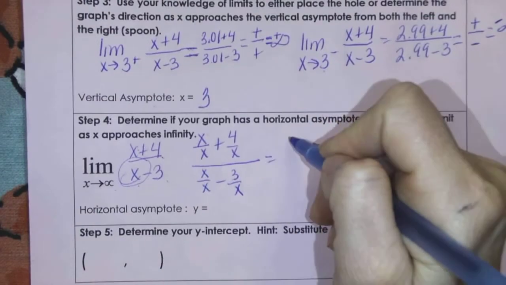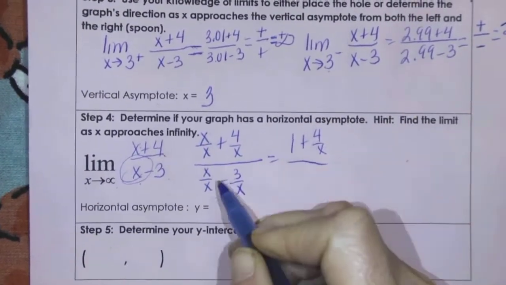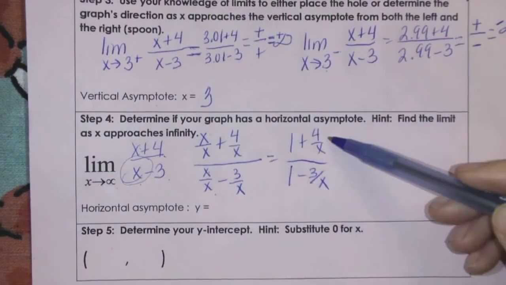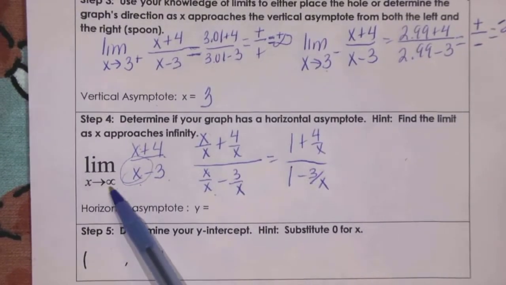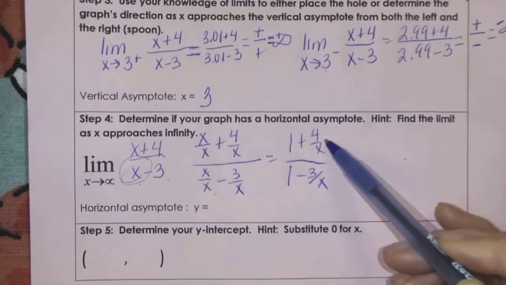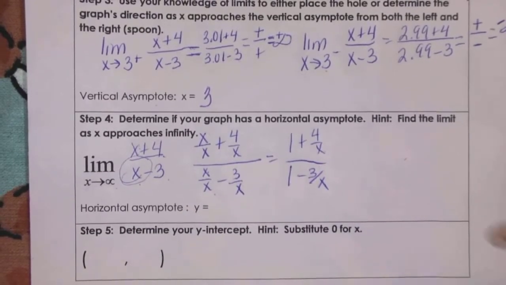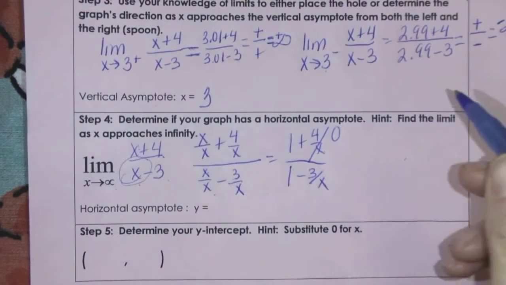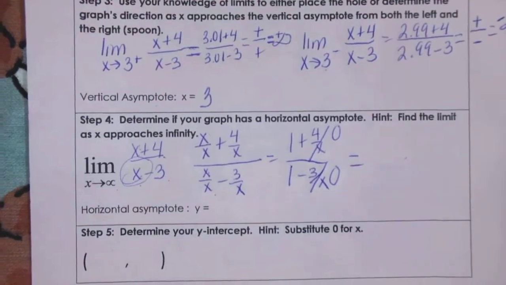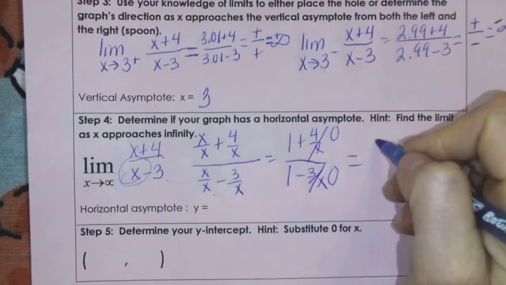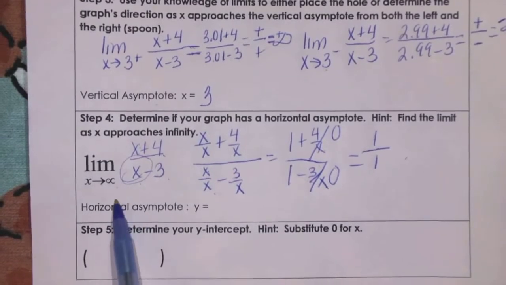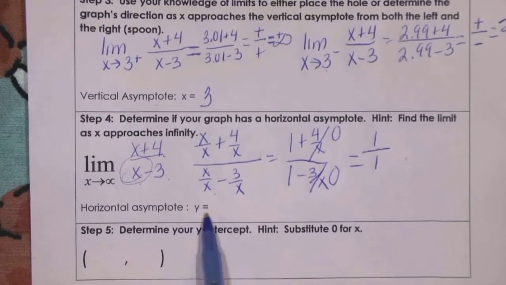X over x reduces to 1. X over x reduces to 1. Now I have two fractions. If I'm plugging infinity in, 4 over infinity, this fraction right here will have a big butt, so it equals 0. So cross that out and just make it a 0. If you have x on the bottom of a fraction and you're plugging in infinity, it will be 0. So then I just have a 1 plus 0 on the top, which is 1. 1 minus 0 on the bottom, which is 1. Which makes my horizontal asymptote y equals 1.